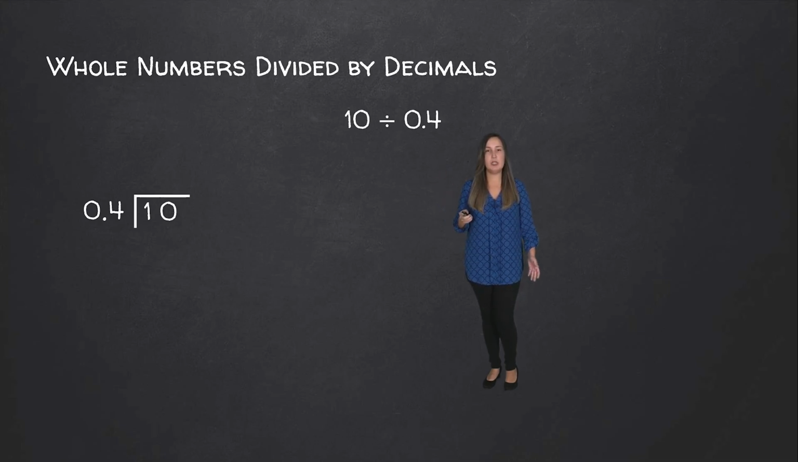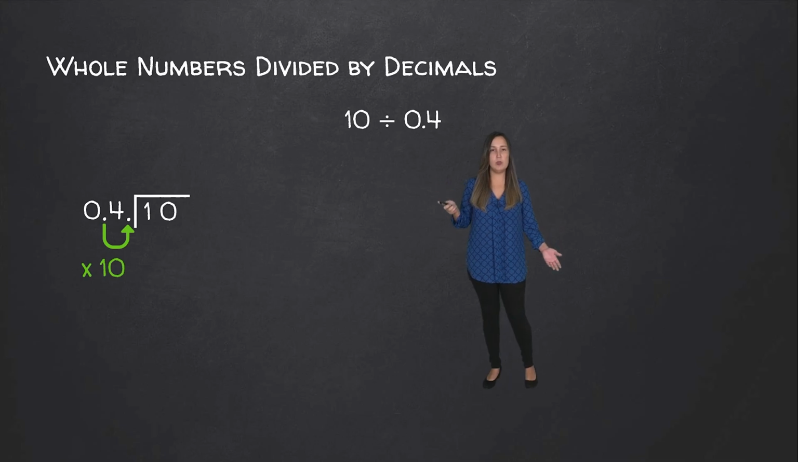In order to make it into a whole number, we have to multiply it by a power of 10. So either 10, 100, 1,000, 10,000, and so forth. In this case, if we just multiply it by 10, so 4/10 times 10, that would make it 4. That would make it a whole number, and that would be more than enough.